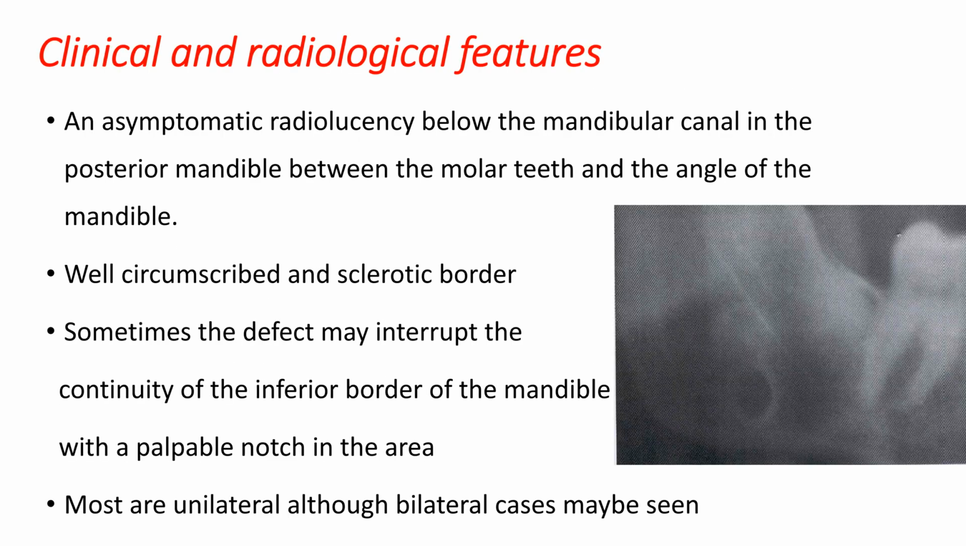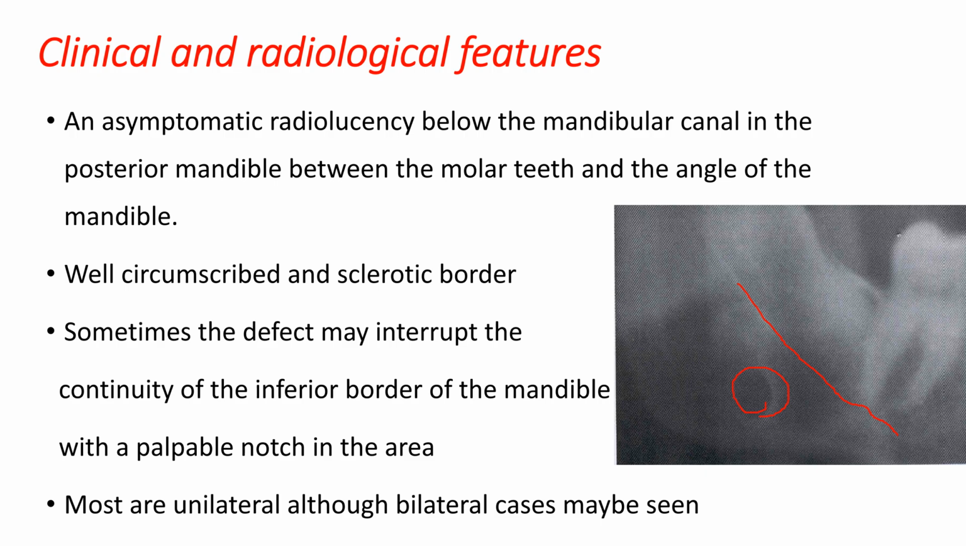Then clinical and radiological features. The classic Stafne defect presents as an asymptomatic radiolucency present below the mandibular canal in the posterior mandible, between the molar teeth and the angle of the mandible. In this picture you see a radiolucency below the mandibular canal, which is running here, and it is present between the molar teeth and the angle of the mandible.